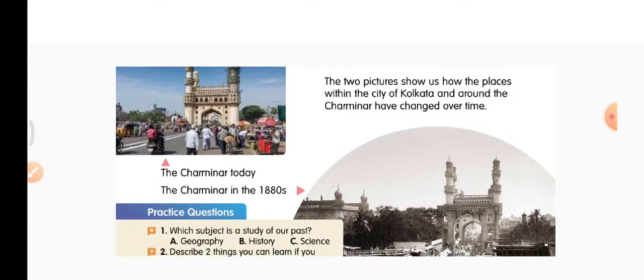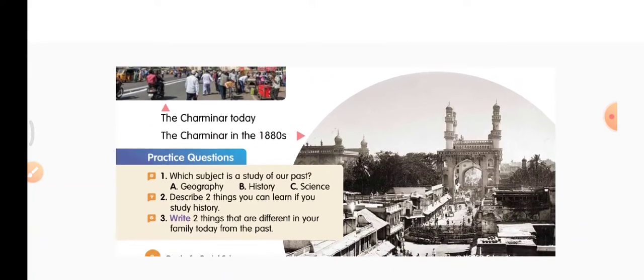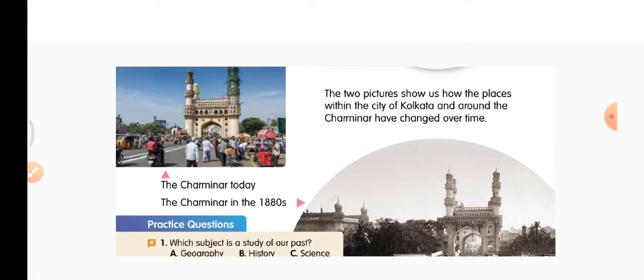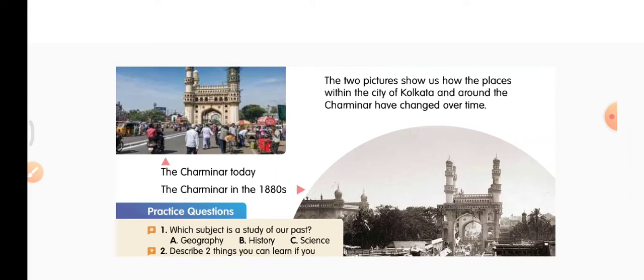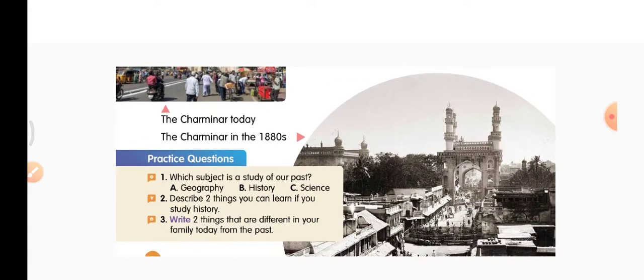So you are going to circle what is same, that is the trees in both the pictures, the people and the shops. Whereas what is different, you are going to put a tick. So put a tick to the scooter and to the road, because in the old picture the road is narrow, whereas in the new picture the road is wide.